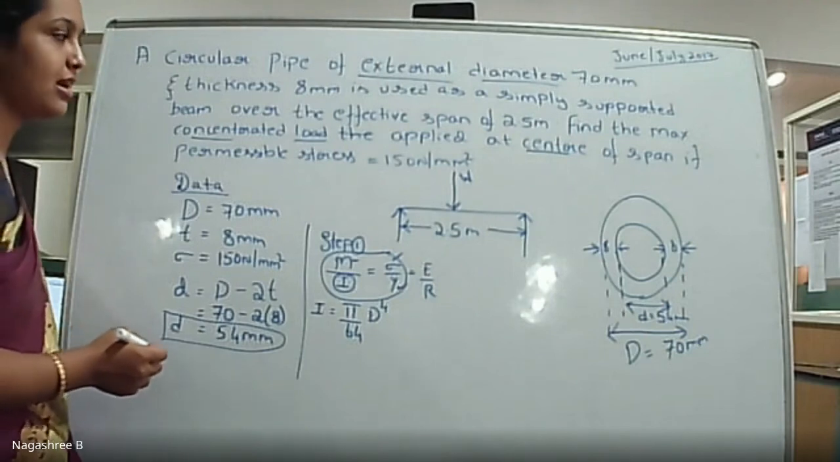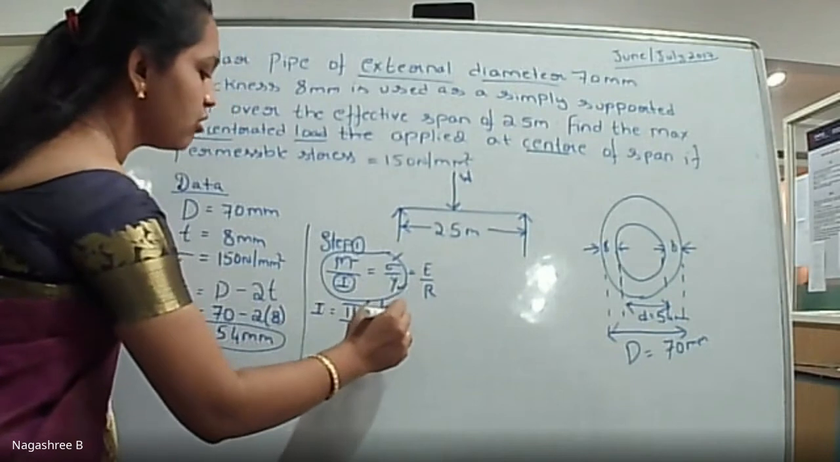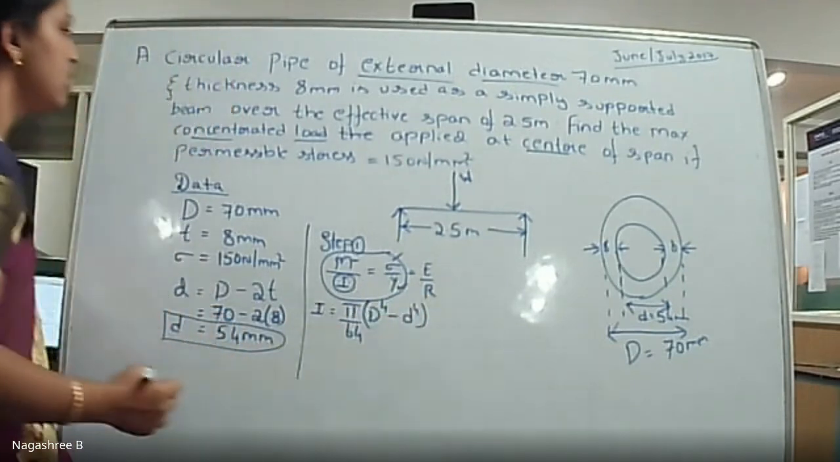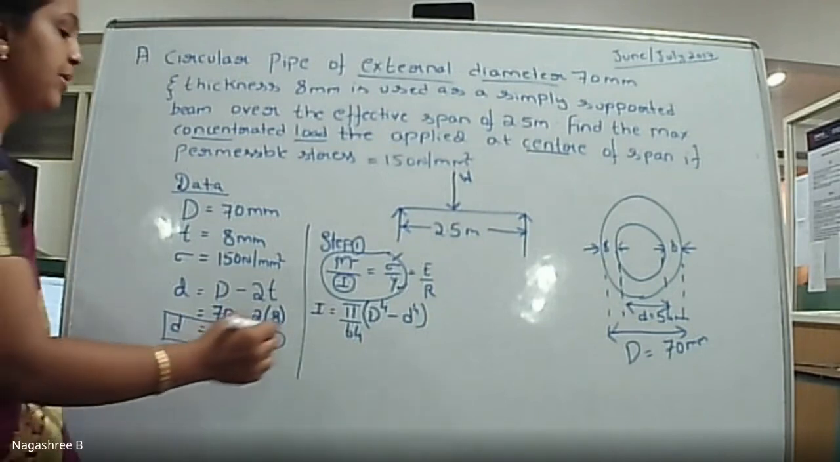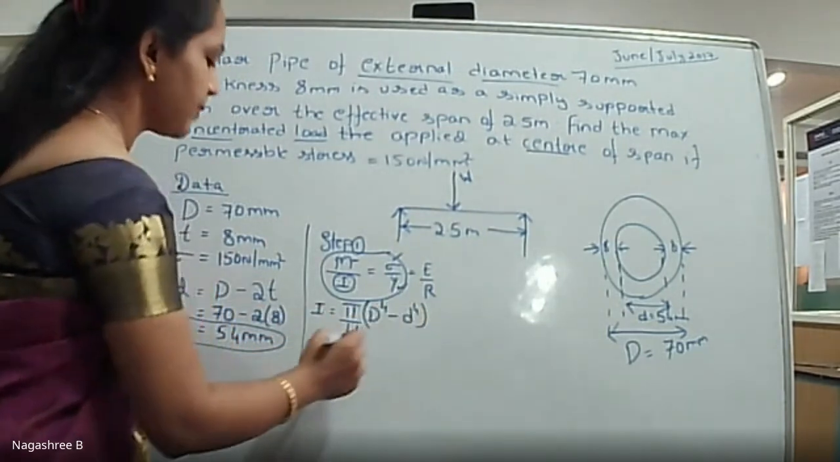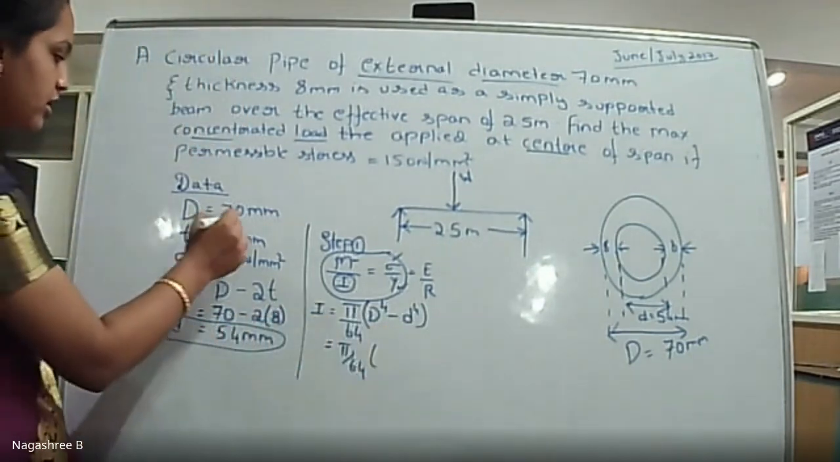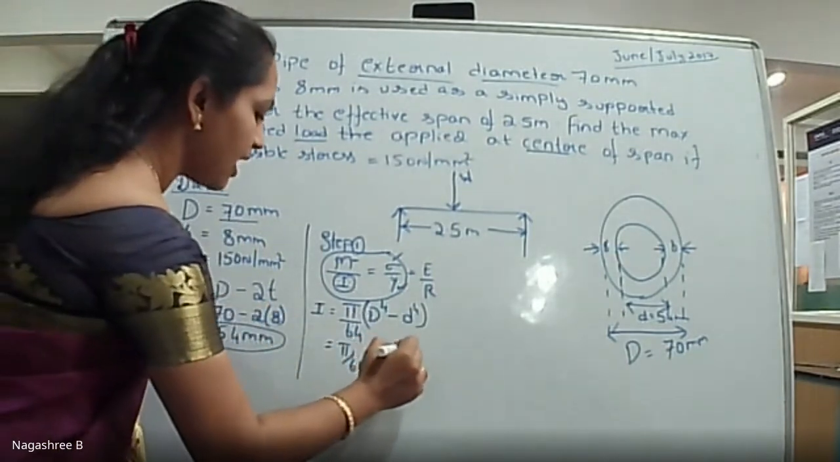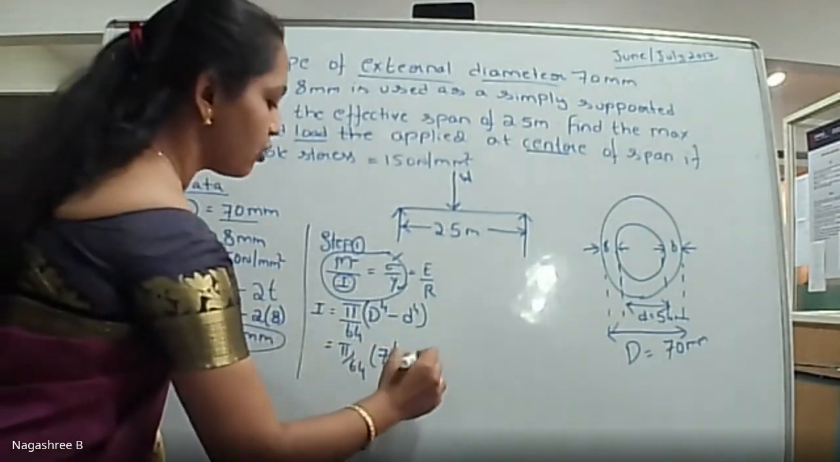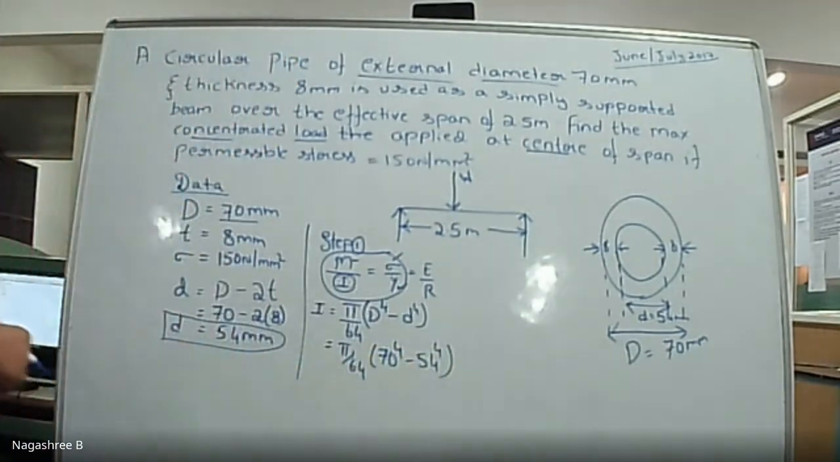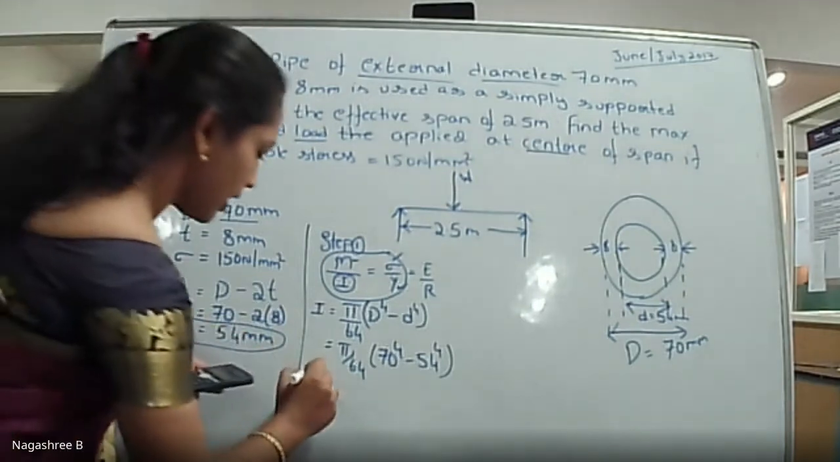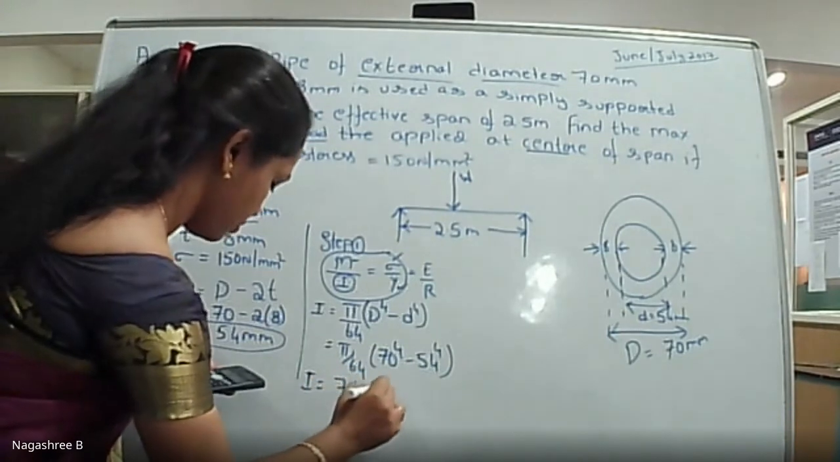For a hollow circular cross section, the value is pi by 64 into capital D power 4 minus small d power 4, where capital D represents the external diameter and small d the internal diameter. So pi by 64 into 70 power 4 minus 54 power 4, where 54 is the internal diameter. We get I equal to 761.19.